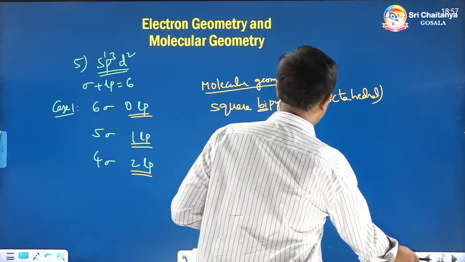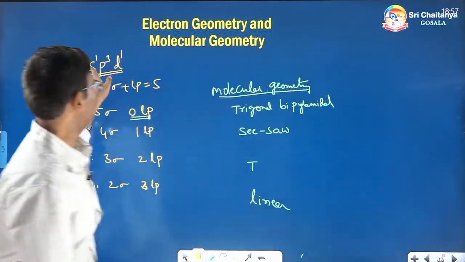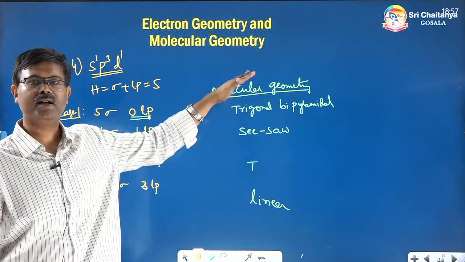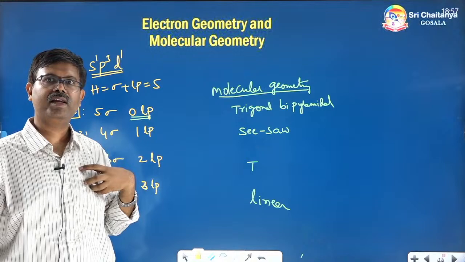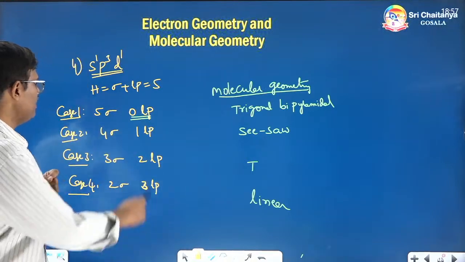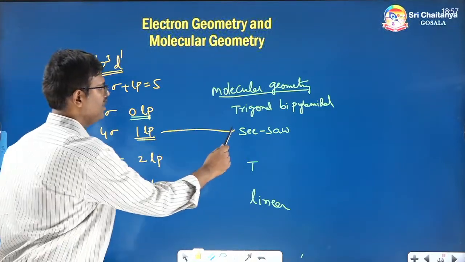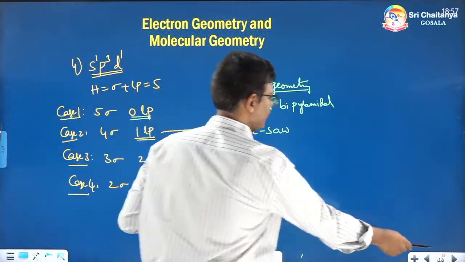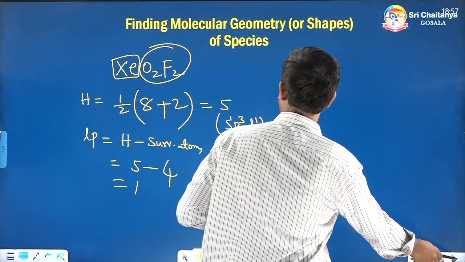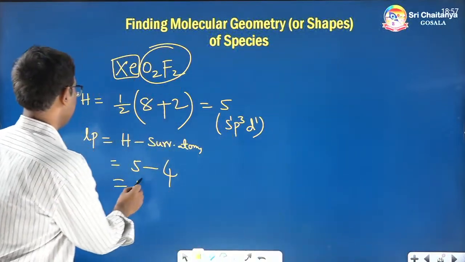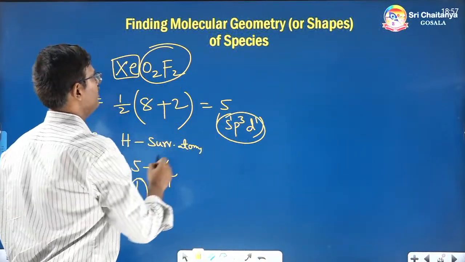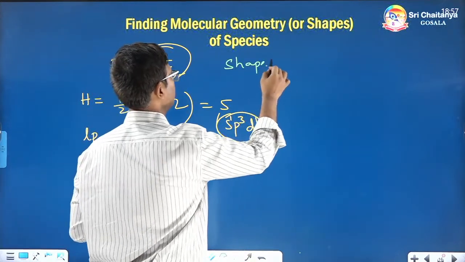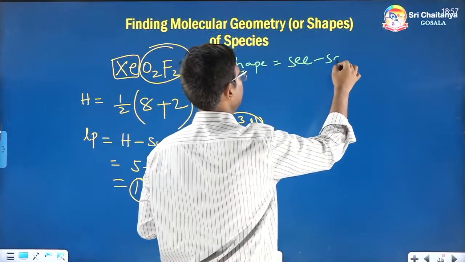See, sp3d hybridization has 4 variations, 4 shape names are there. Now in our case we got 1 lone pair. 1 lone pair means this case. So what should be the corresponding shape? Seesaw. So therefore, 1 lone pair with sp3d hybridization, the shape of this molecule is seesaw.